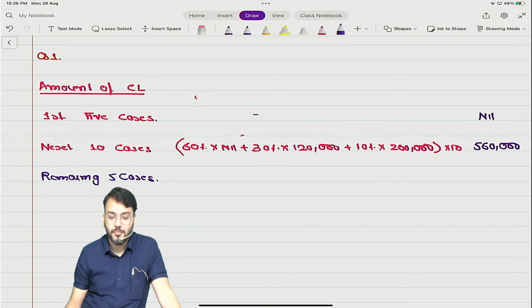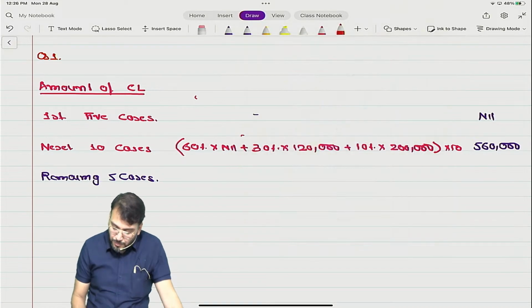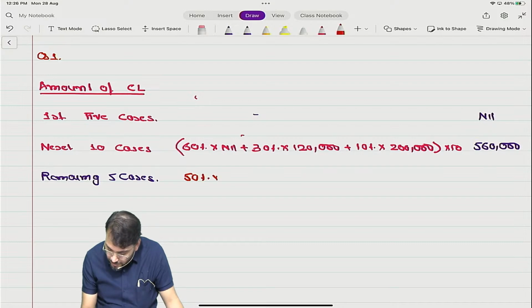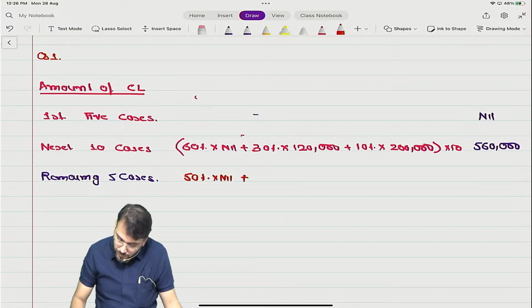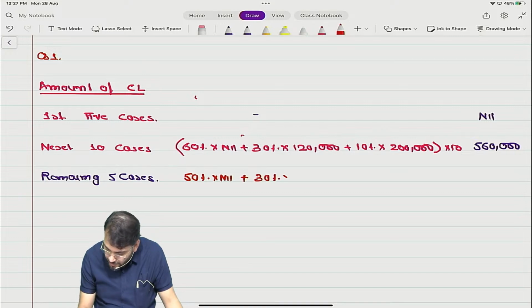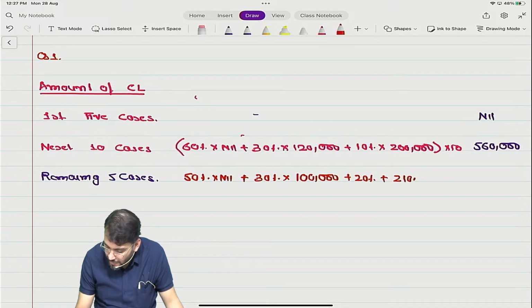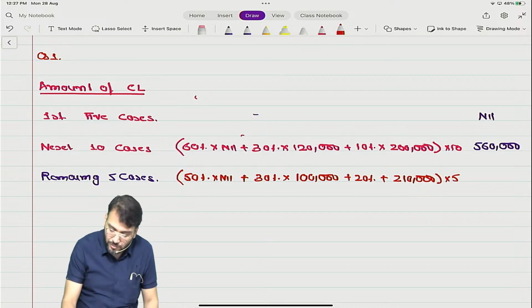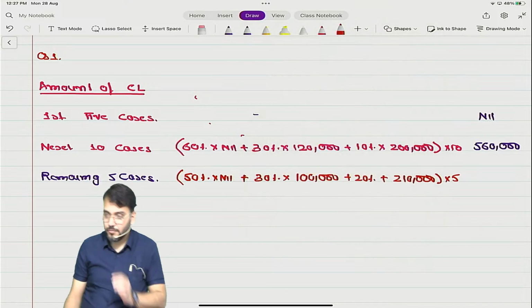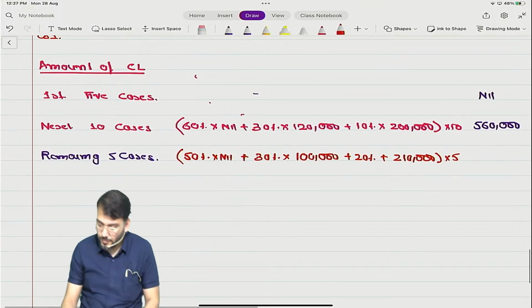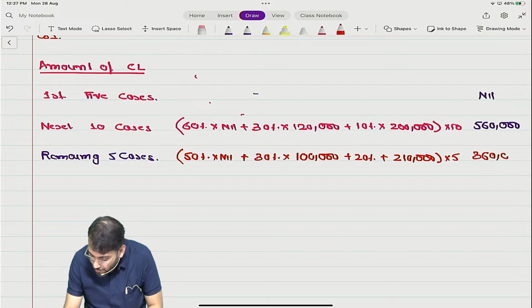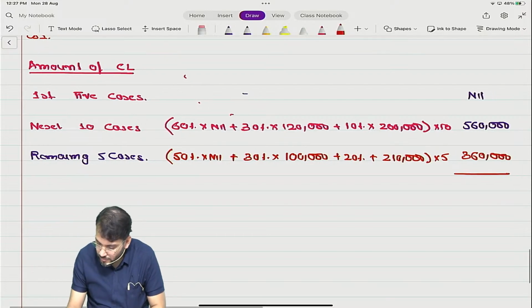Remaining 5 cases. How much percent is 50%? Nil. Then what? 30%? 1 lakh. Then 20%? 2 lakh? 10,000. Into how many cases? 5. You have a calculator, you can calculate. 3 lakh. So total amount 9 lakh.